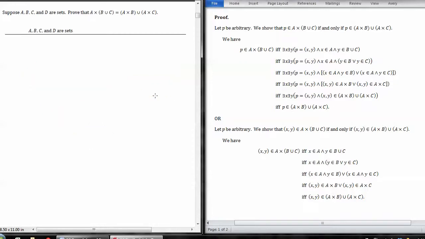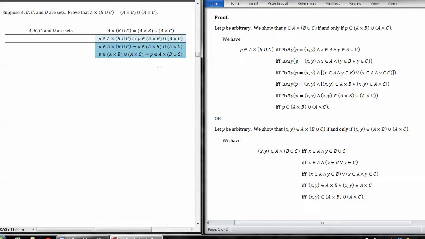Alright, so let's prove this. We've got our given or our goal. And to prove that two sets are equal, we would like to prove that for all P, which I have not written here, P is in the left side if and only if P is in the right side. Okay. Now I didn't write that because we're about to drop it anyway, right? Let P be arbitrary. It goes away. And now to prove the biconditional, we prove two conditional statements. Left implies right, and right implies left.